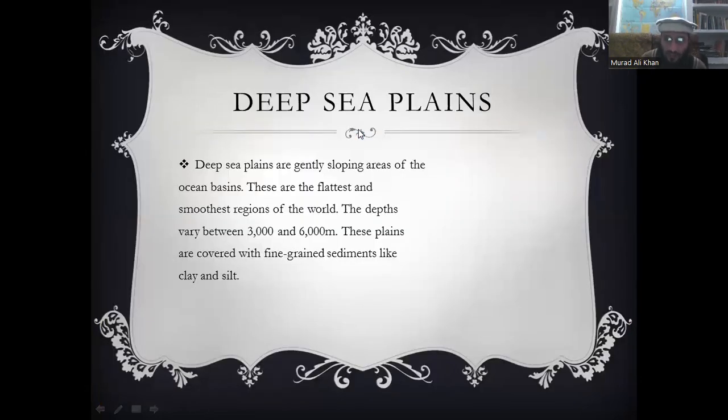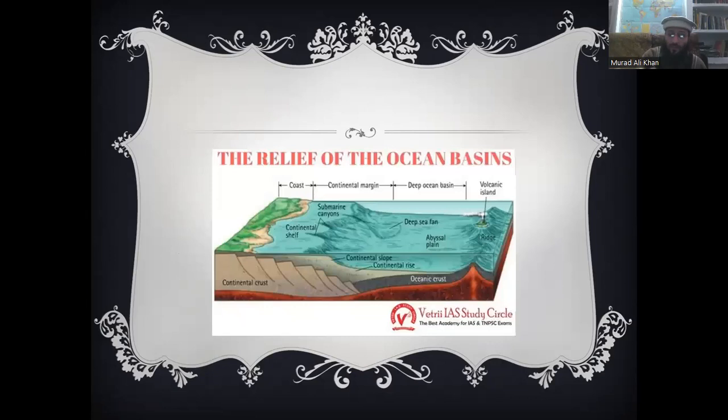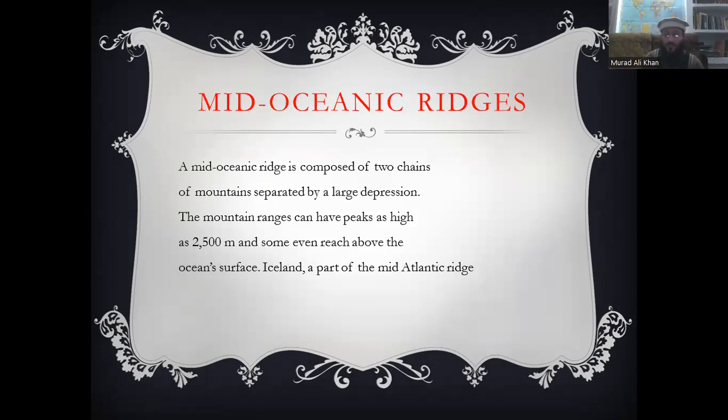Now, after the continental shelf and continental slopes comes the deep sea plains. There are enormous plains below the oceans, and their depth varies from 3 to 6,000 meters. And this photograph shows the plain areas of oceans. This plain area is also known as abyssal plain. It means the submerged plains. The next one is mid-oceanic ridges.